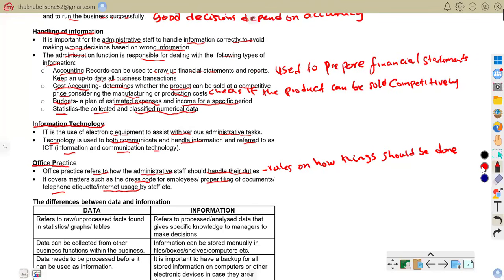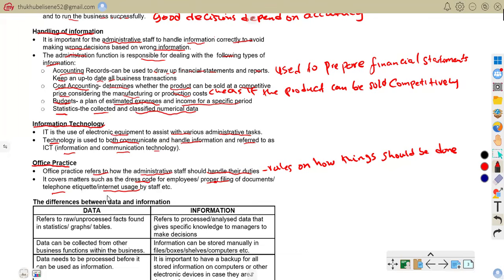Now, moving on, like we talked about, it covers matters such as dress code, meaning wearing appropriate uniform. When it talks about proper filing, we are talking about making it in correct order. Then it talks about telephone activities, and internet usage, meaning using the internet only for work.